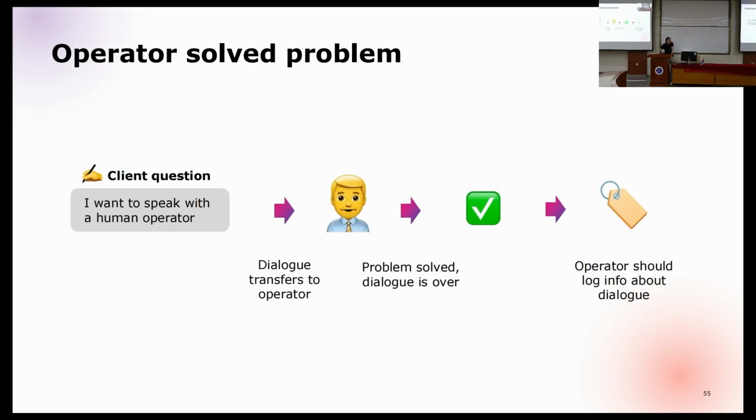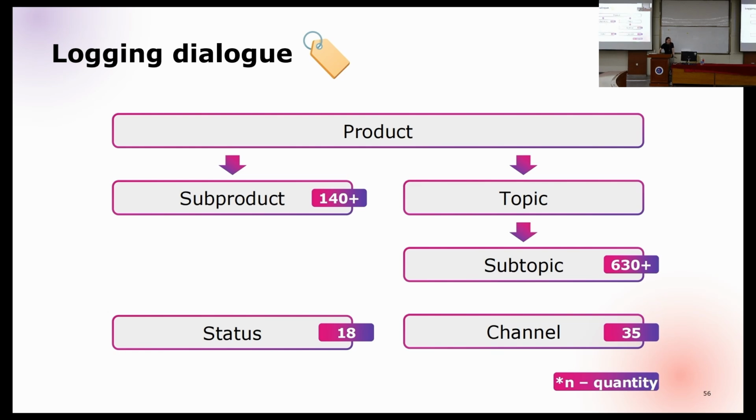Okay, imagine the operator solved the problem. The dialogue is over for the client, but for the operator, the job is not over yet. The operator needs to log information about the dialogue because the bank wants to understand the distribution of communications: what products clients ask about, what problems there are, what channels are used, and so on. In practice, there is a really sophisticated structure of classes. It is hierarchical classification. We have product. For each product, we have subproducts. For each product, we also have topics and subtopics. And there can be more than 600 classes for subtopic, for example. So we have a lot of classes, and a complex hierarchy of classes.